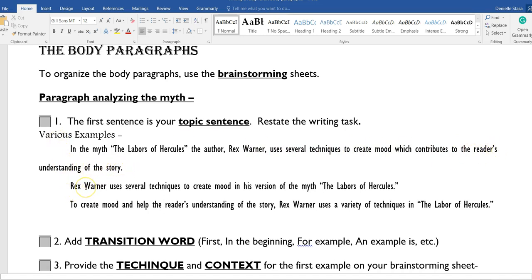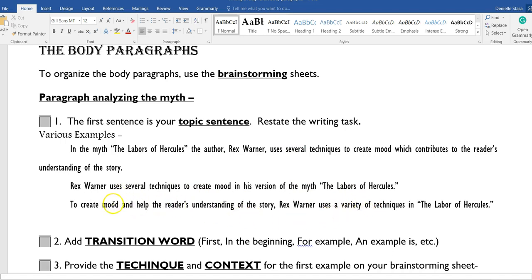My second example also includes those things. Rex Warner uses several techniques to create mood in his version of the myth, The Labors of Hercules. And then my last one, to create mood and help the reader's understanding of the story, Rex Warner uses a variety of techniques in The Labors of Hercules. So some of the vocabulary changes a little bit. I use several in the first two, variety of techniques in the last one.